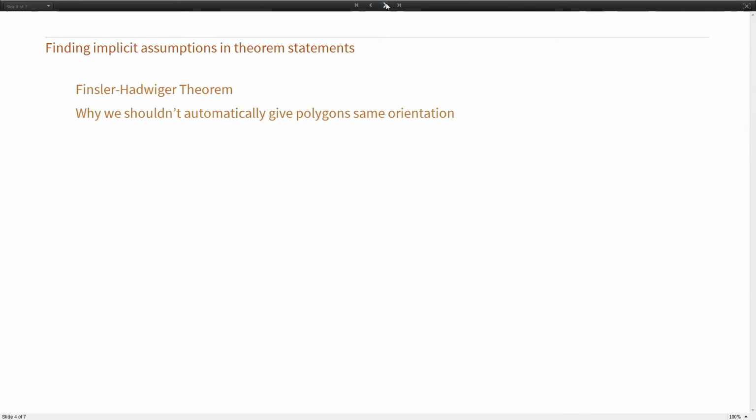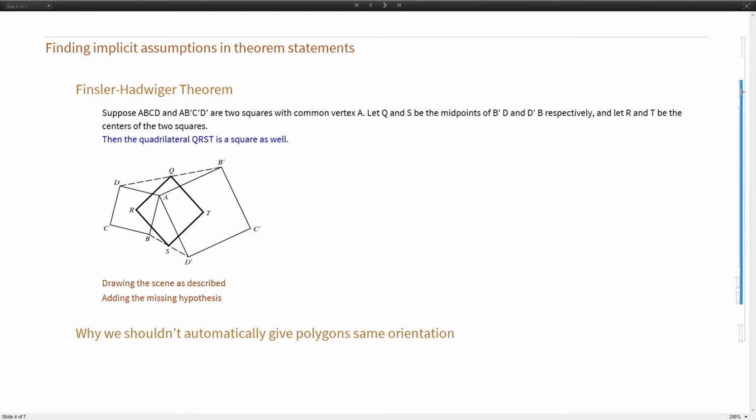Next. Okay, so some other things we can do. So let's look at the Finsler-Hadwiger theorem. So suppose A, B, C, D and A, B prime, C prime, D prime are two squares with a common vertex A, and the conclusion is this quadrilateral QRST must be a square as well.